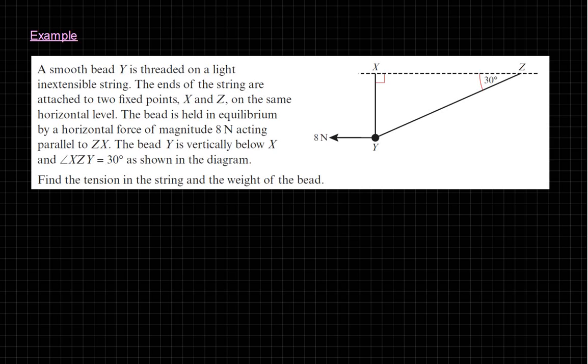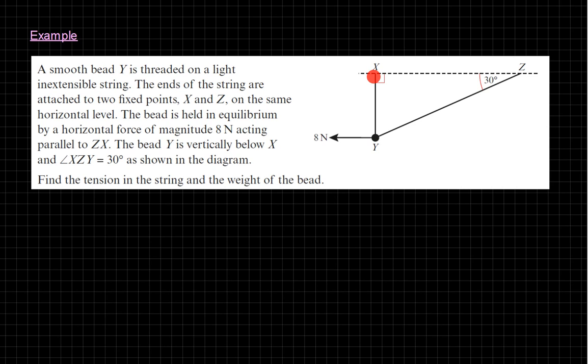Okay, so with all that said, let's look at an example of an object threaded on a string and consider the forces that are going on in order for this equilibrium to be maintained. Okay, so let's just break down what we're being told here. We've got a smooth bead, so that's this black dot here, threaded on a light inextensible string.